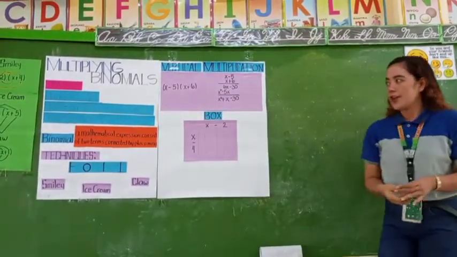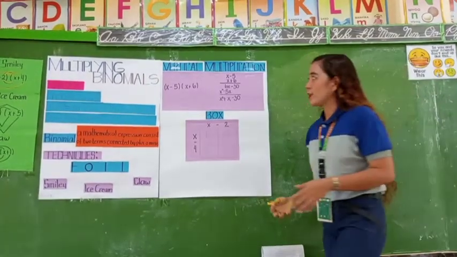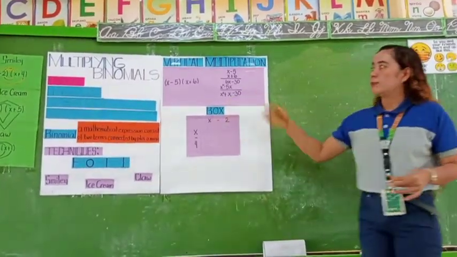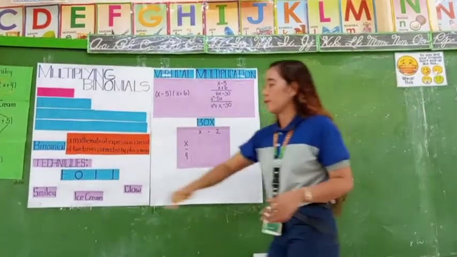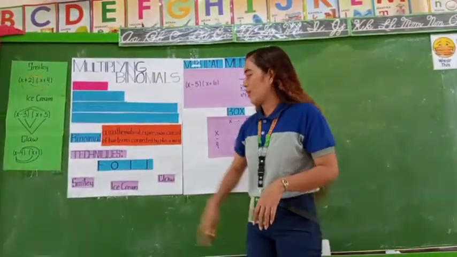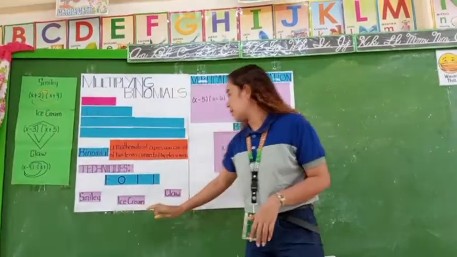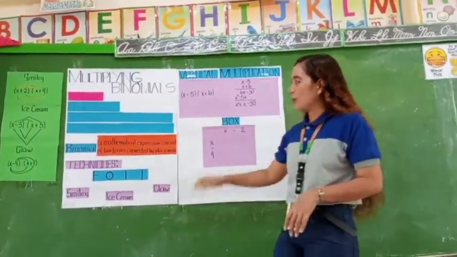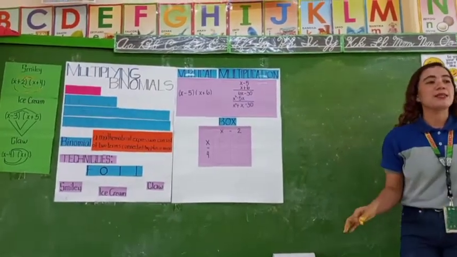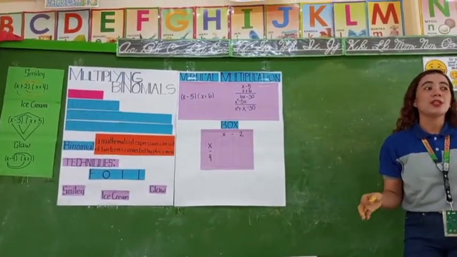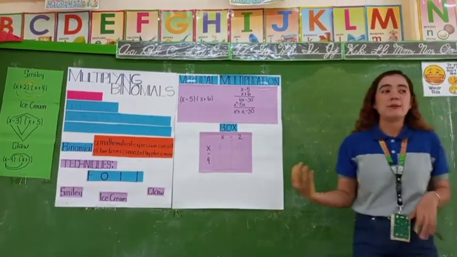So here, we have another method on how we are going to solve the multiplying of binomials. Yung una natin, we have the FOIL method. Under the FOIL method, we have the Smiley method, the ice cream method, and the Coulomb method. Now, the second method will be the vertical multiplication. So this is the most, sinasabi nila na traditional way in multiplying binomials.